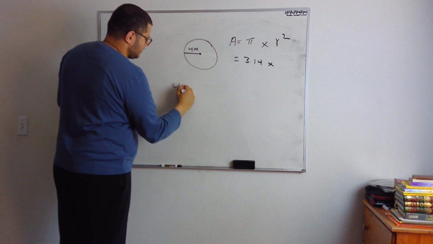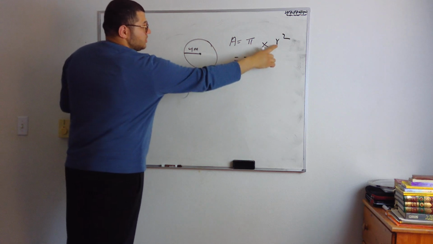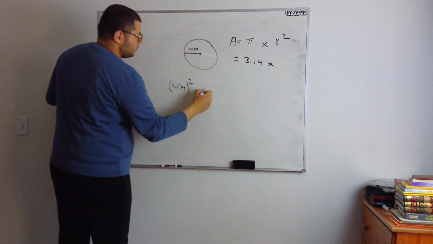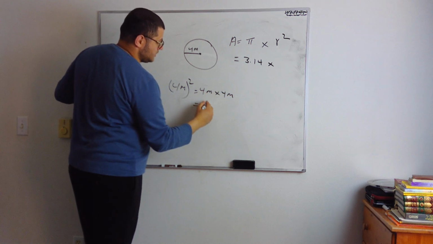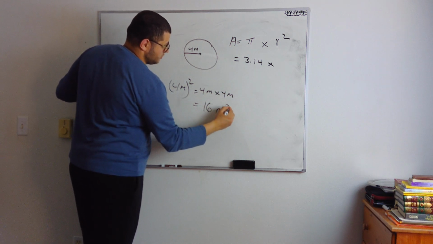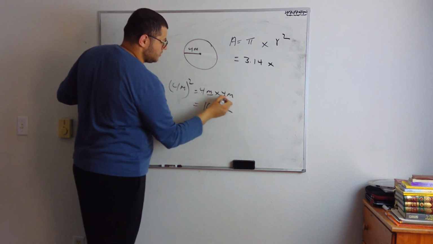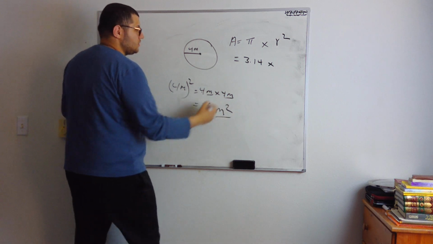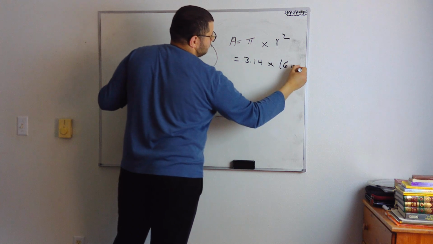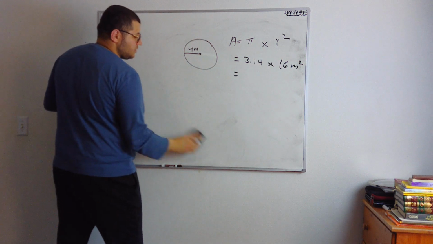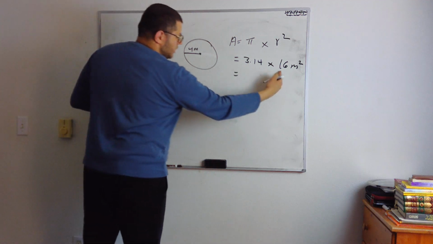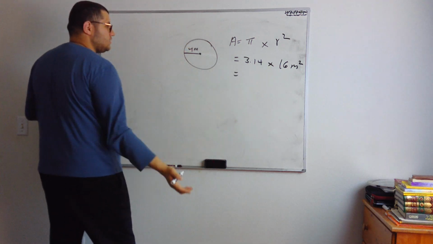So 4 meters. We have to square the 4 meters because it's r squared. So 4m times 4m. That gives you what? 16m squared. 4 times 4 is 16. M times m is m squared. So times 16m squared. Now you multiply that. If your teacher allows you to use a calculator, awesome. Multiply the 16 times the 3.14, get the answer, you're done.